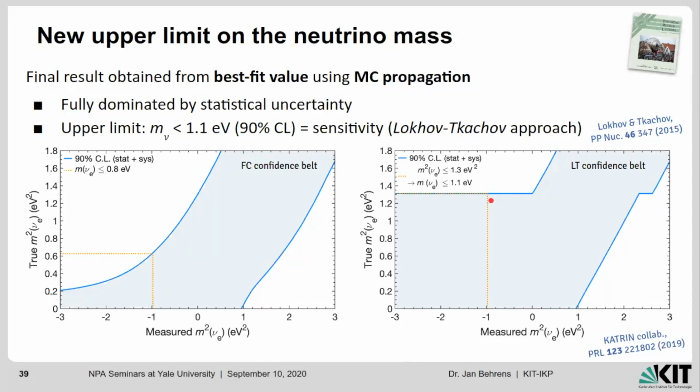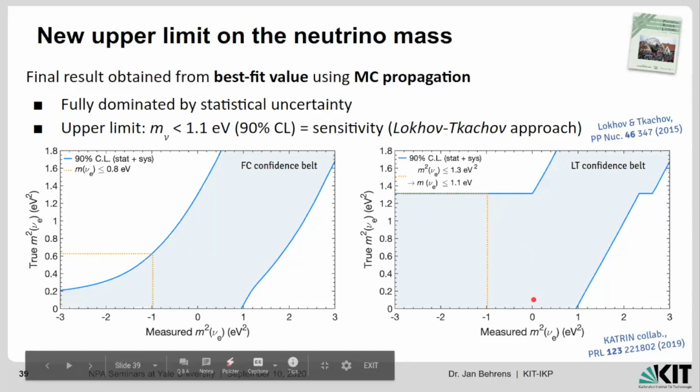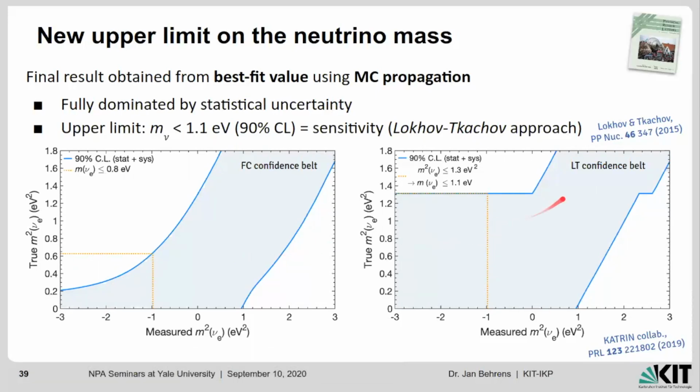And we decided to follow this approach because it removes some of this behavior where we measure negative neutrino masses. If you look at the Feldman-Cousins approach, a more negative mass value would improve the upper limit, which is not ideal. And so instead, we follow the Lokhov-Tkachev approach, where we have an upper limit of 1.1 eV from our first result of the neutrino mass squared.